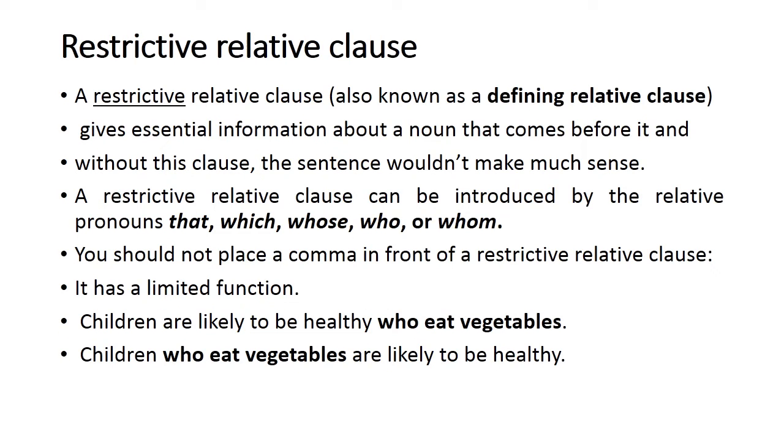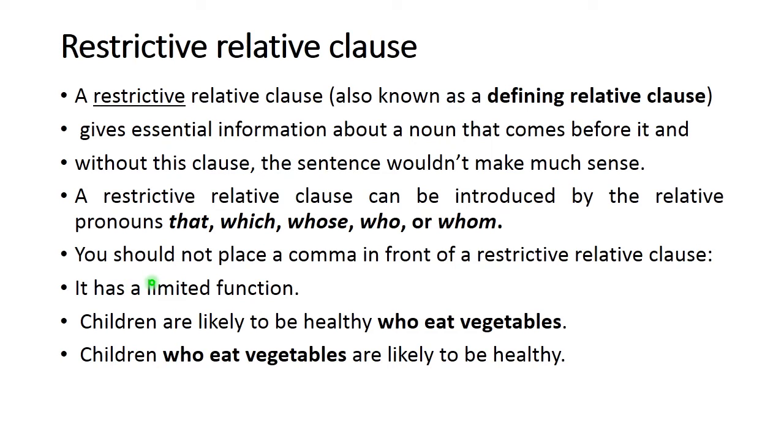Restrictive relative clause. A restrictive relative clause, also known as a defining relative clause, gives essential information about a noun that comes before it, and without this clause the sentence won't make much sense. A restrictive relative clause can be introduced by the relative pronouns that, which, whose, who, or whom. So restrictive relative clauses are also joined by relative pronouns.